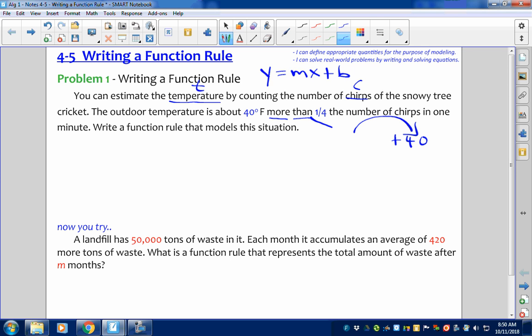So here's what this looks like. We have T, temperature, equals, the more than takes and puts the plus 40 on the back end here, and then we have 1/4 the number of chirps. 1/4 the number of chirps is 1/4 C. So 1/4 C plus 40, and that's it. That's your equation. Okay, they're actually pretty easy to do, especially since most of them are in this form.